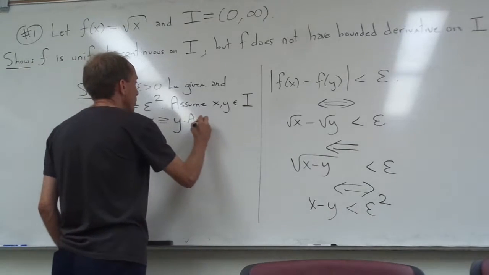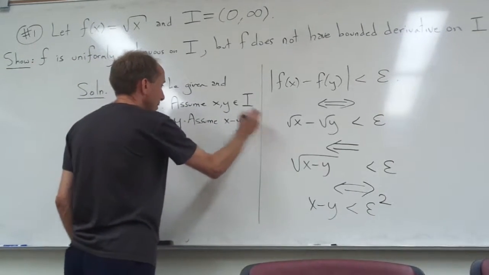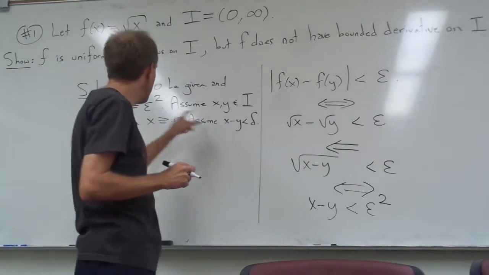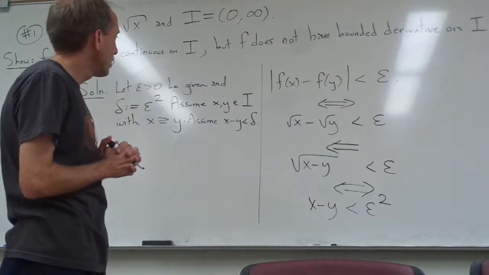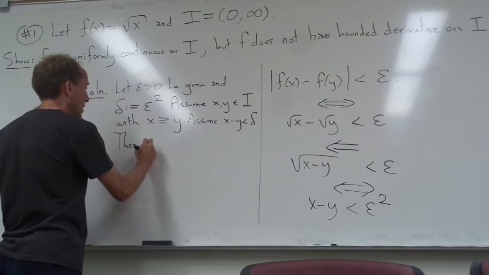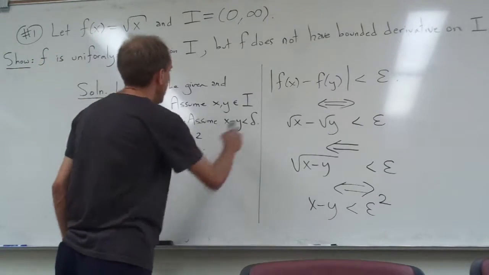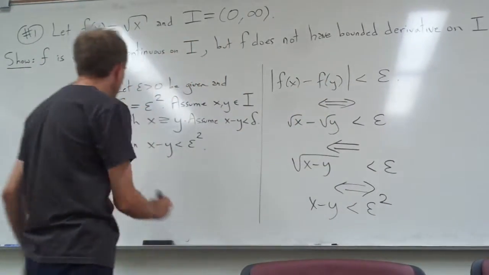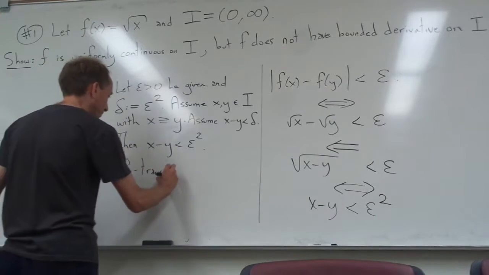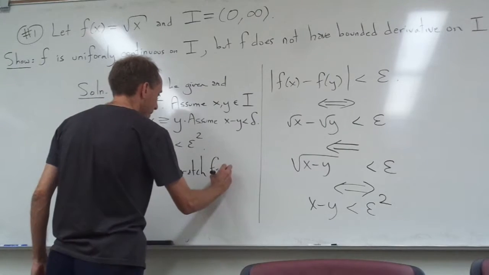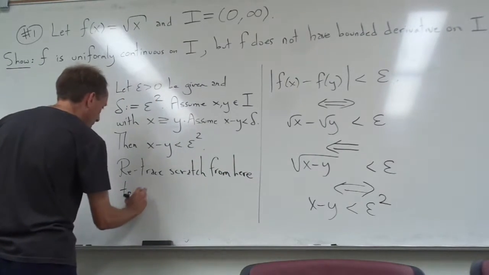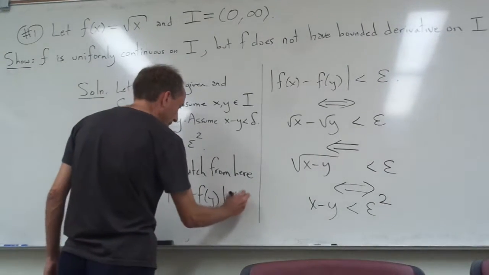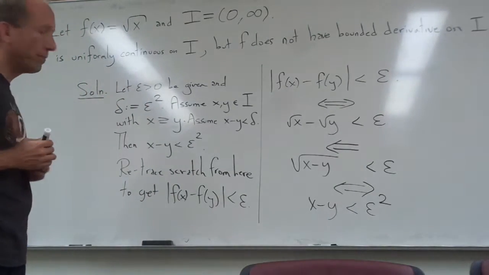Those are the assumptions that we had made earlier. And we're also going to assume that x minus y is less than delta. Normally we have absolute value bars here, but in this case I don't need them because I'm assuming that x is greater than or equal to y. Great. Well then, if we have that, then x minus y is, of course, less than epsilon squared, replacing delta with epsilon squared, and that puts us right here, and now we can retrace the scratch work from here to get what we want, which is that the absolute value of f(x) minus f(y) is less than epsilon. So that's the proof.